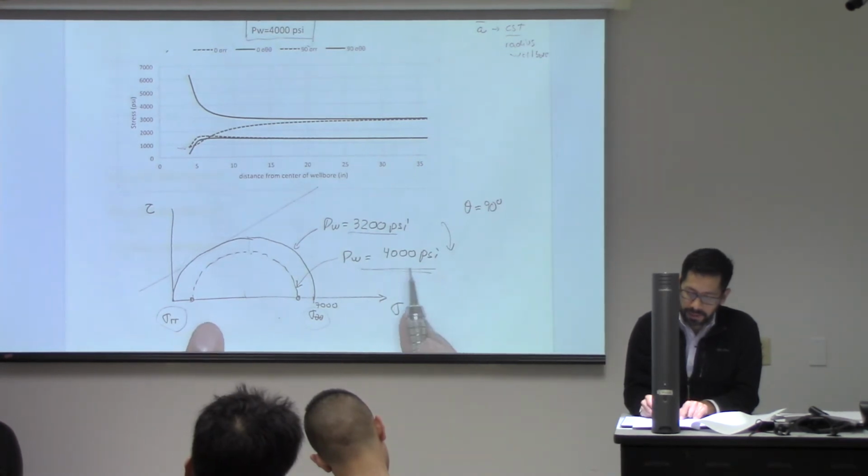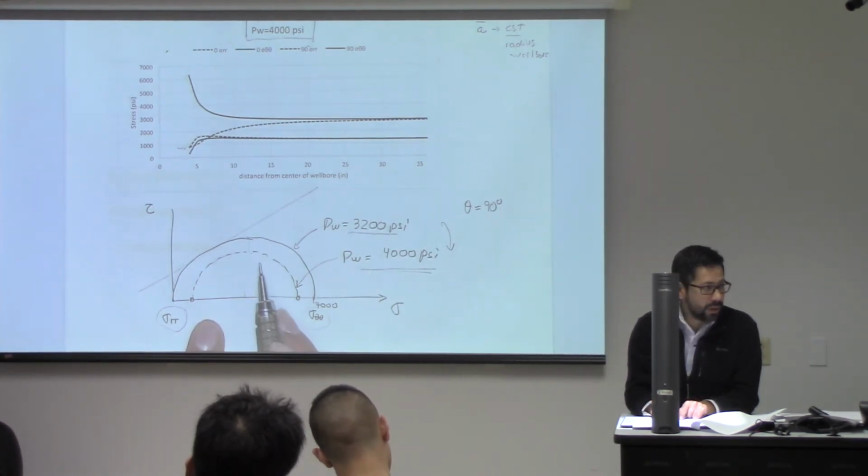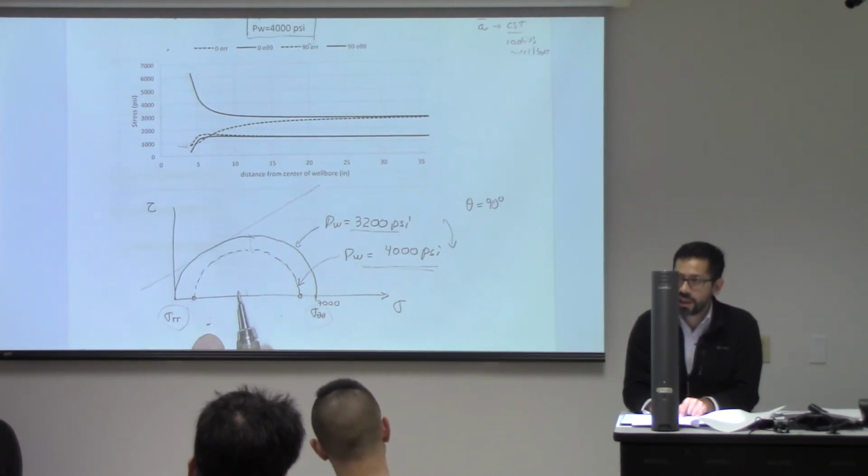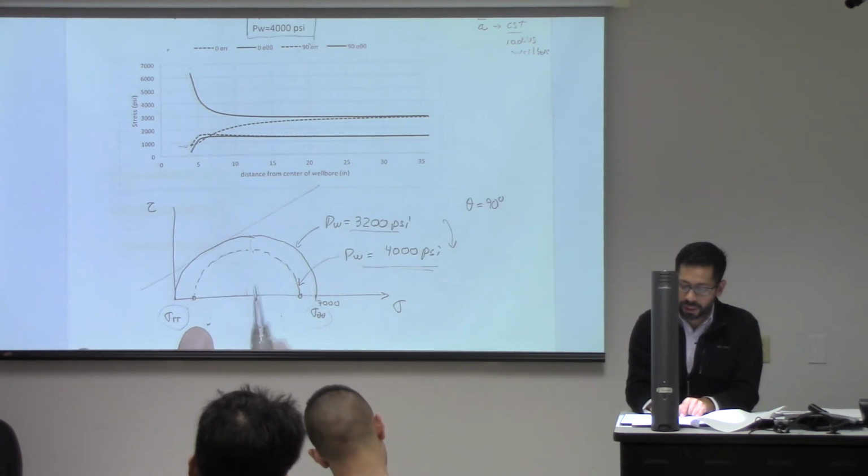And that helps you reduce the likelihood of breakouts. You see how it gets further away from the shear line? Because now your radius, it's smaller.